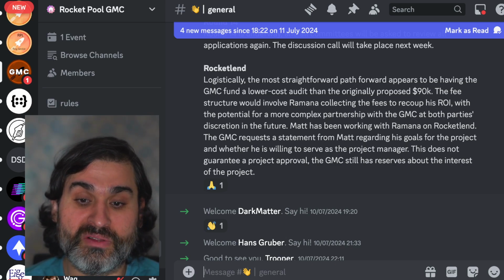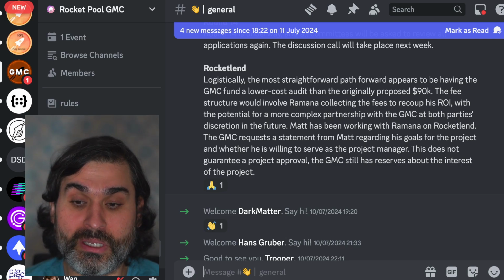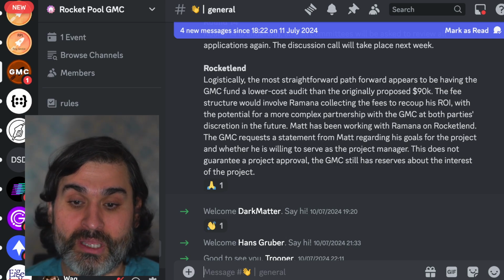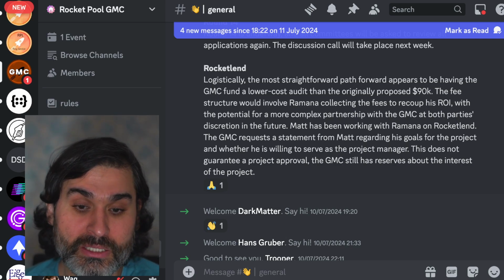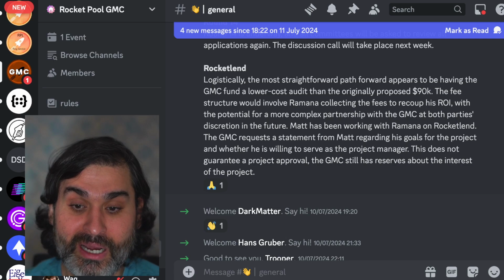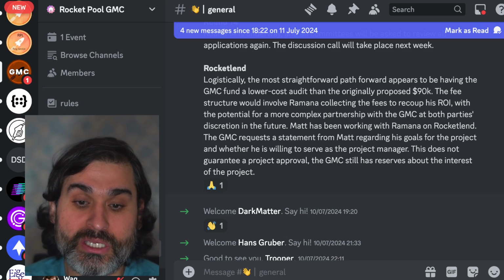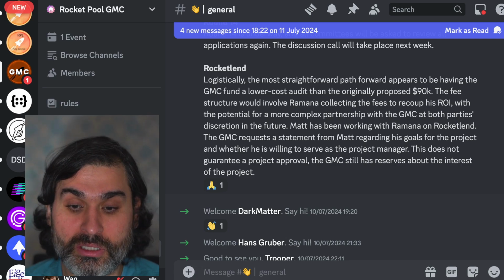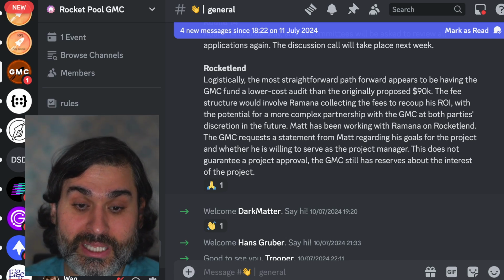The fee structure would involve Ramana collecting the fees to recoup his return on investment, with a potential for a more complex partnership with the GMC at both parties' discretion in the future. Matt has been working with Ramana on Rocket Land. The GMC requests a statement from Matt regarding his goals for the project and whether he is willing to serve as the project manager. This does not guarantee a project approval. The GMC still has reservations about the interest in the project.